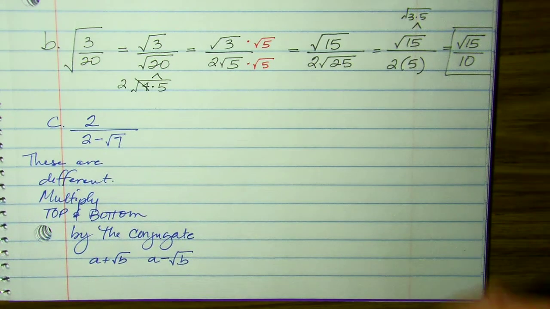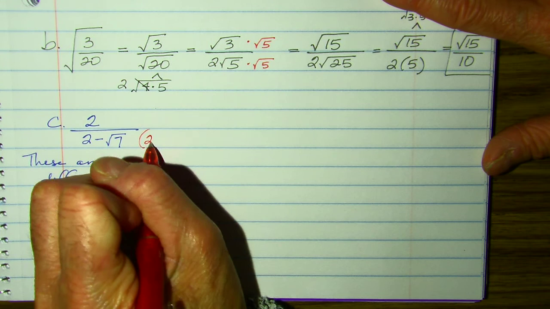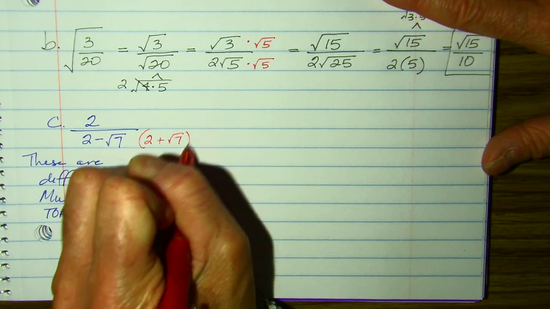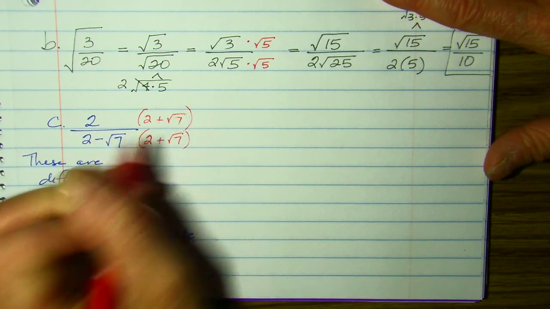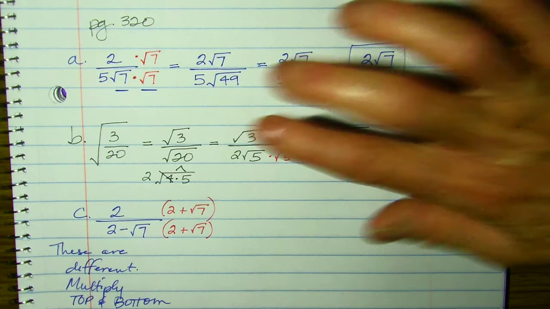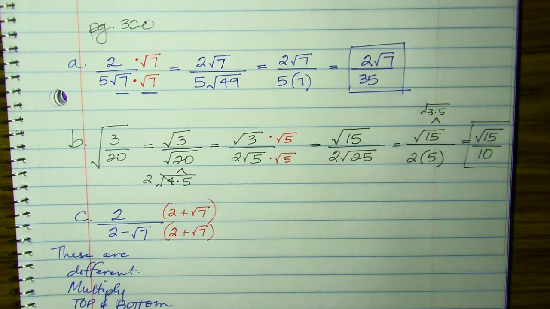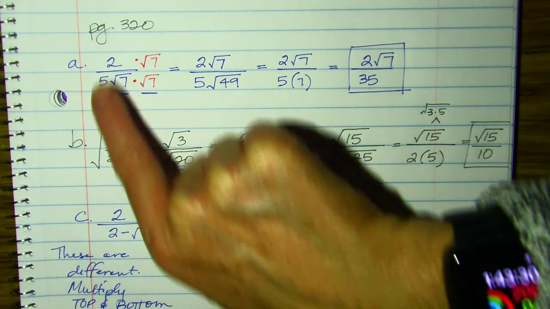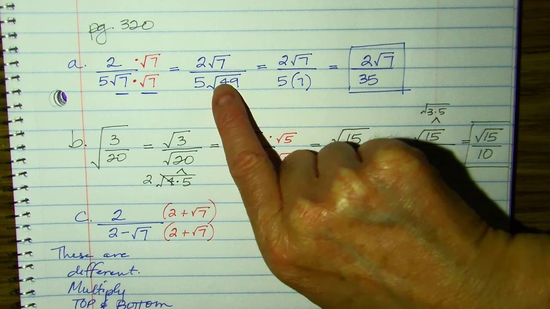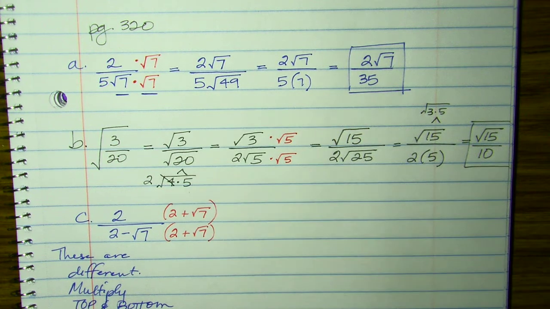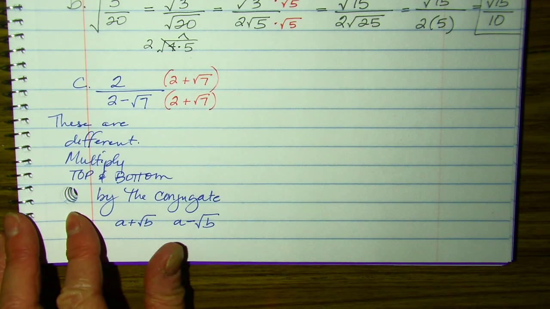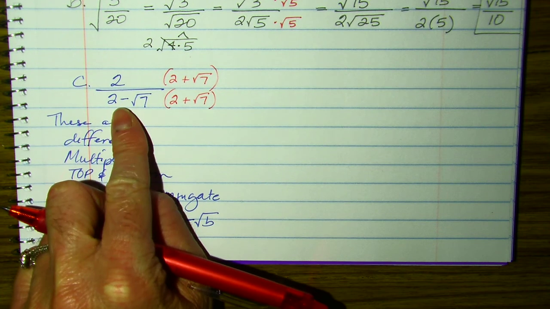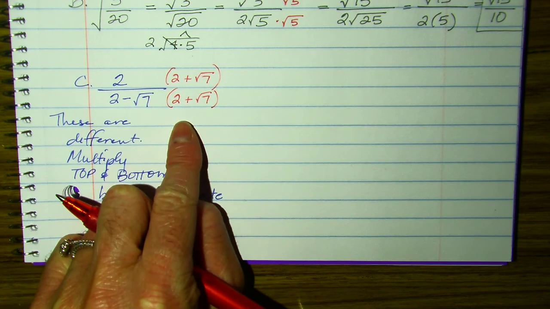So that means I'm going to multiply top and bottom by 2 plus the root of 7, and I'm going to have to do that to the top. So take note, the difference is that in A and B, I did not have a plus sign or subtraction. I had a single radical in both the top and the bottom. In C, D, and E, if you have your book out, I have multiple terms in the bottom, and that's why I'm having to do something different.